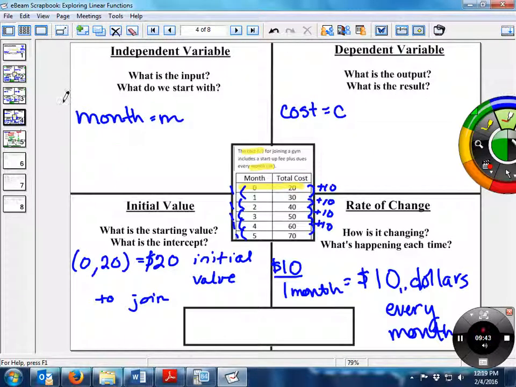Okay, last one. The independent variable is your x. Dependent is your y, initial your b, and your rate of change your m. Put all that together to form your equation. Y equals mx plus b. Y is c. M is 10. X is m. And b is 20.